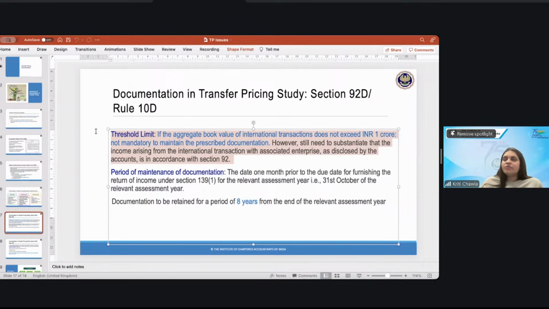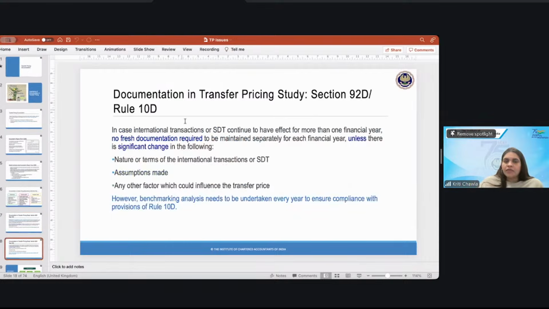There is also a period of maintenance of a TP study. It's actually 8 years. It is to be retained for a period of 8 years from the end of the relevant assessment year. So this is something that you'll have to keep in mind.